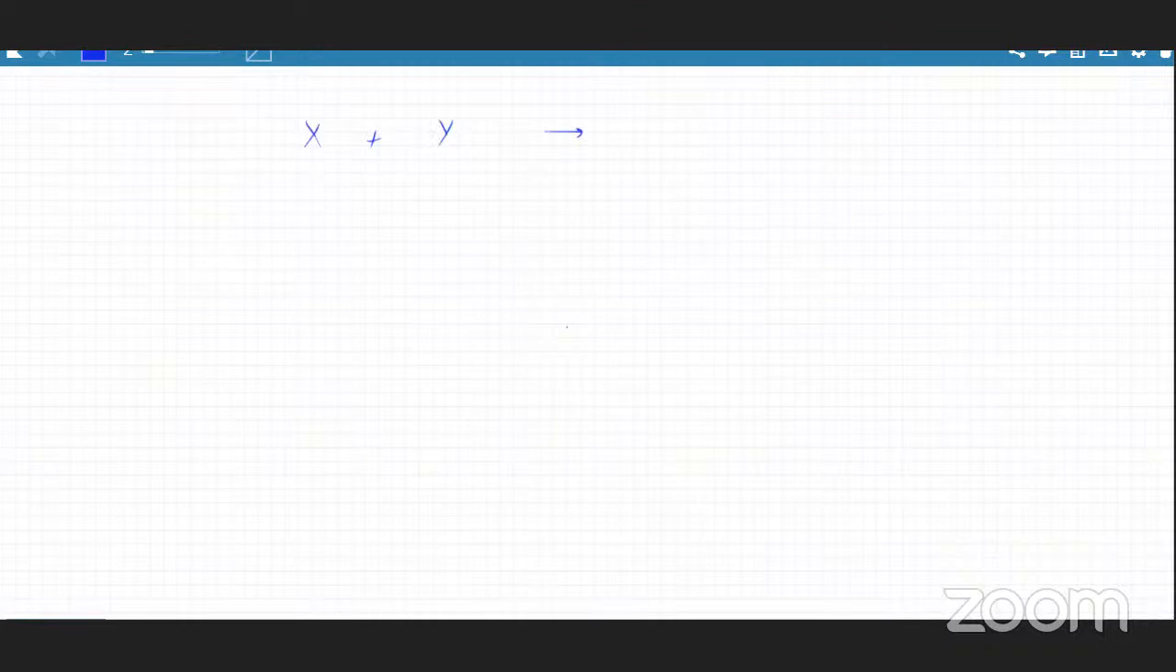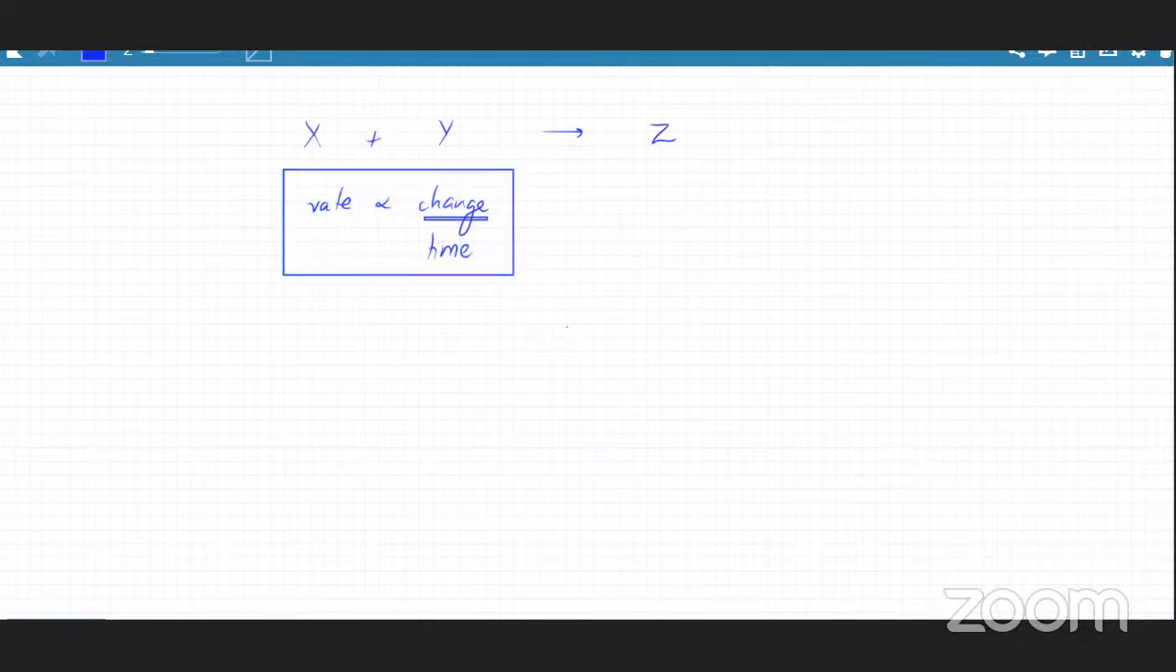Now, first of all, what is rate? Rate is any change with respect to time. In the laboratory, it's any change with respect to time, how quickly that change is happening. That's what rate is. Technically, it's change in concentration with respect to time. So mathematically speaking, it's mole per dm cube per second. But rate could be anything.